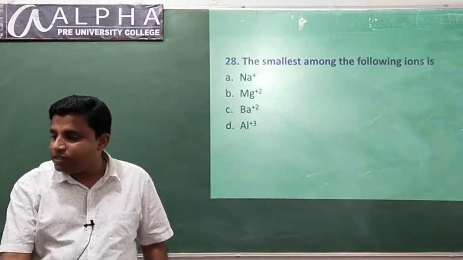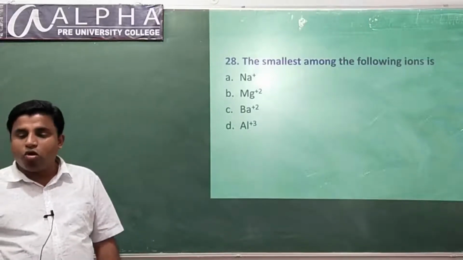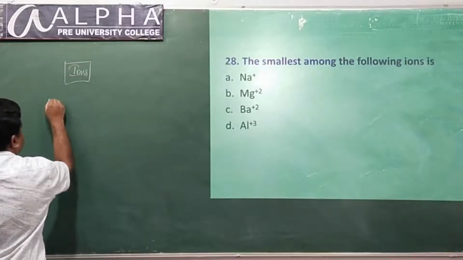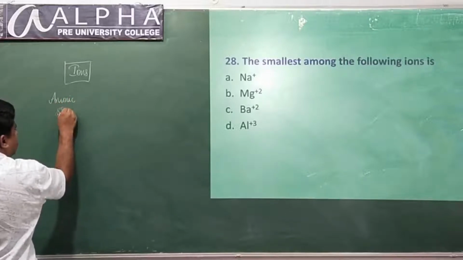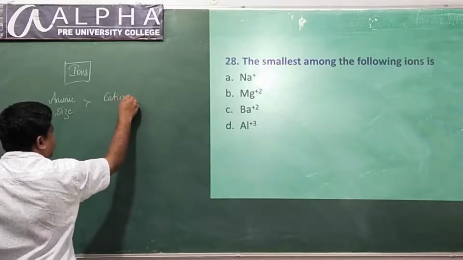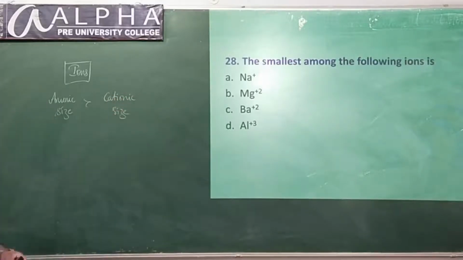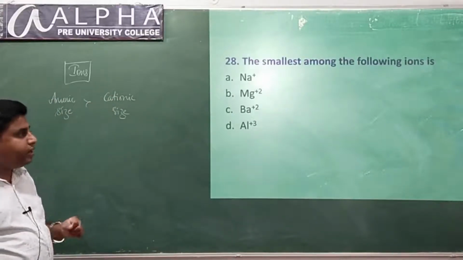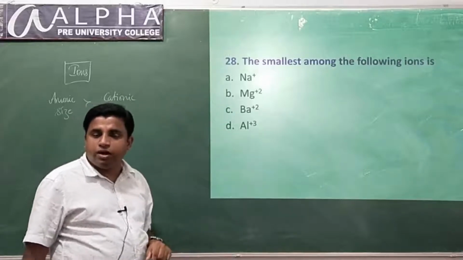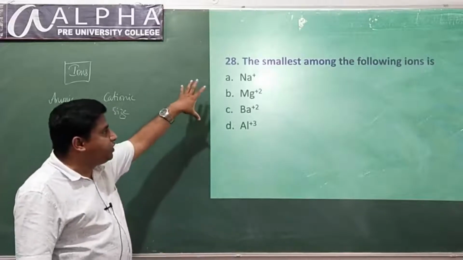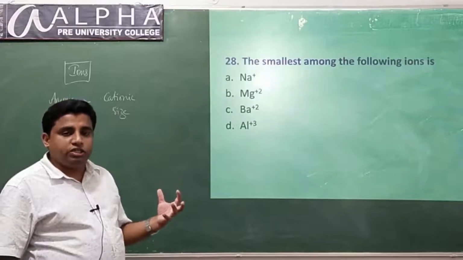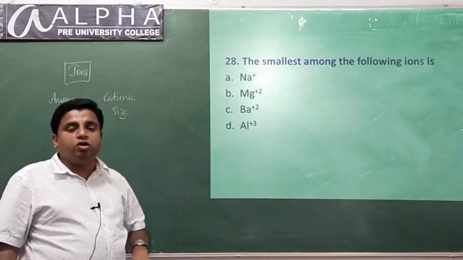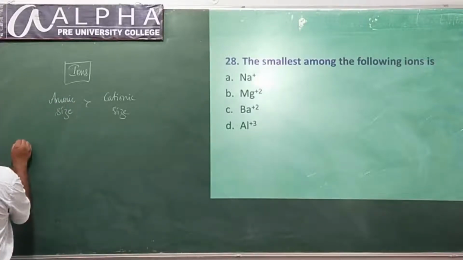The smallest among the following ions is. In case of ions, we know very well that anionic size is always more than cationic size. That means the size of anions will be more than the size of cations. But in the given question all of them are cations: sodium ion, magnesium ion, barium ion and aluminum ion. Now how to judge whether the given ion is small or big when all of them are the same type of ions, all cations or all anions? In that case, please remember this rule.